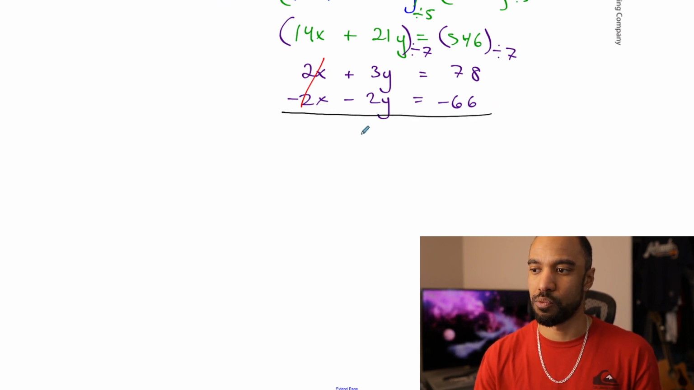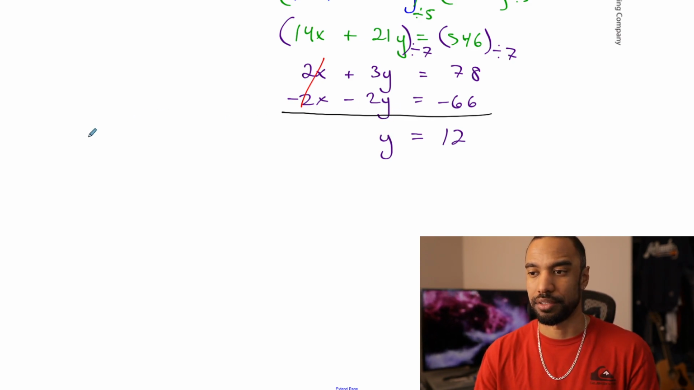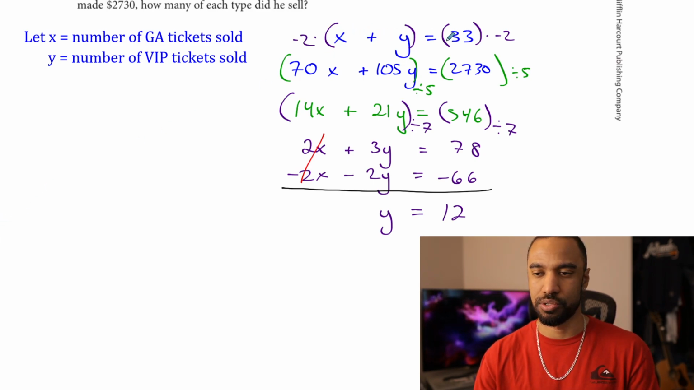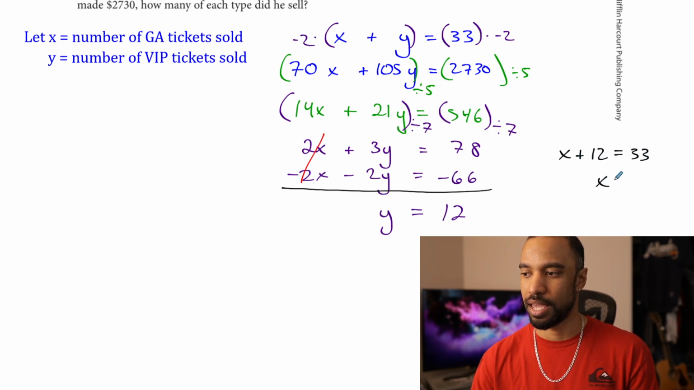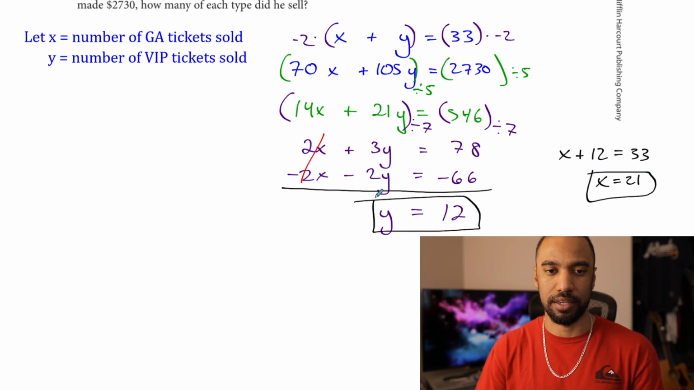Okay, so this becomes 1y equals 12. So 12 VIP tickets were sold, apparently. How many general admission tickets were sold? Choose an equation of your preference. I choose that top one here. I'm going to get x plus 12 equals 33. Substituting 12 for y, and x equals 21. So 12 and 21 are our two values there.